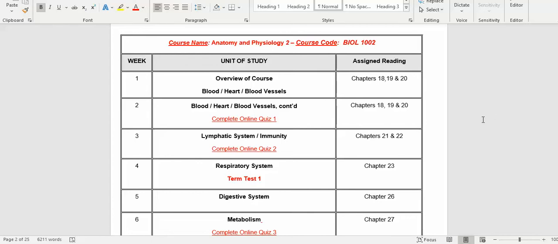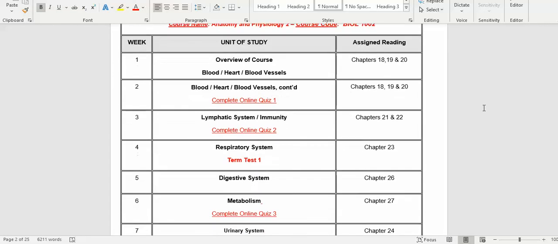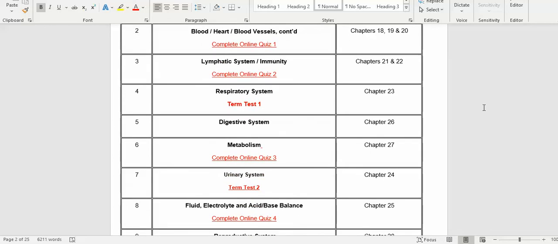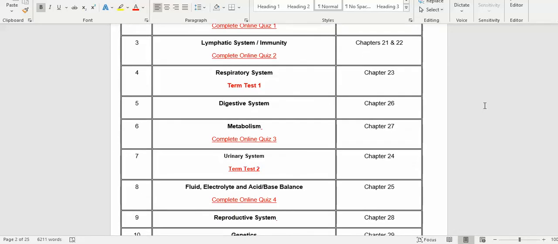Term test 1 will be done online via Blackboard. It will only be available for the hour starting at 1 o'clock on the Tuesday. Week 5 is digestive system. Week 6 is metabolism. So online quiz 3 will be on respiratory, digestive, and metabolism. It will be available until the night before term test 2, which will be on respiratory, digestive, and metabolism, chapters 23, 26, and 27.